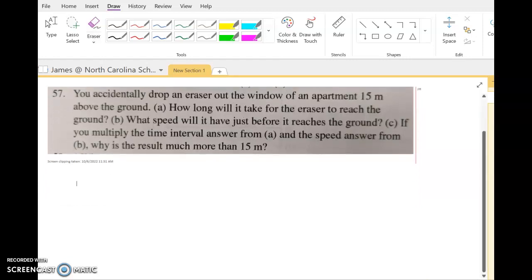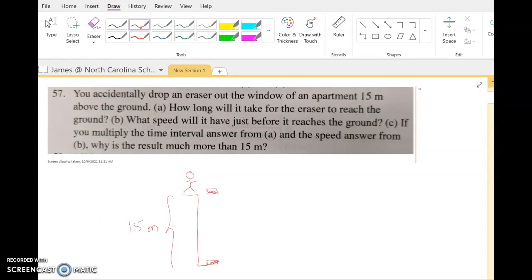I first identify that this is a kinematics type of problem because there's no real obvious discussion of forces. And I'm going to start out by drawing a picture. So I'm going to draw my person up there at the top of something that's 15 meters. So I'm going to write 15 meters right here. And a picture is always important. Here's my little eraser, and it's going to hit the ground down here.